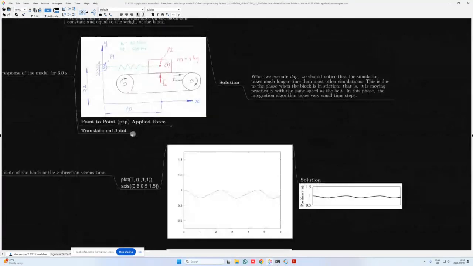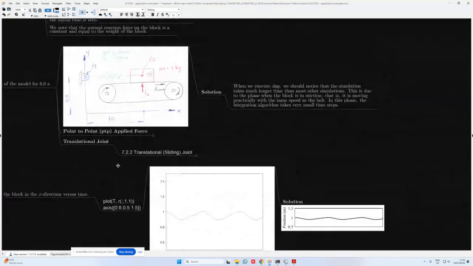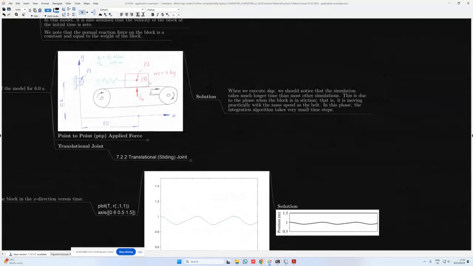Okay, now with that being said, we can also look at a translational joint. So remember, since we're working with a conveyor belt over here, it means that this block is resting on some sort of a flat or horizontal surface, meaning that we need to lock its Y translation into place. It's not allowed to move up or down, but it can move left or right. So that tells us that we need to use some sort of a translational or a sliding joint in the mechanism.